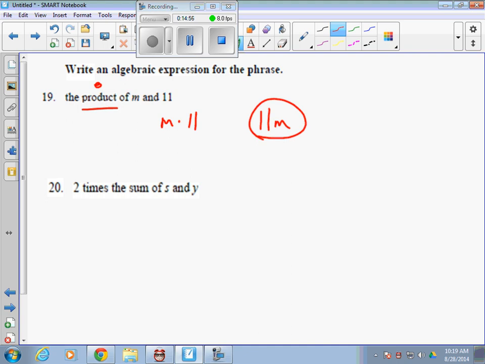Number 20 says 2 times, there's multiplication again, the sum of S and Y. So the sum means plus. You know times means multiply. So the sum of S plus Y should look like that. And you want to say 2 times that. The only way to get the sum of S and Y first before you multiply 2 times it is to put it in parentheses. Now it says 2 times the sum of S and Y.